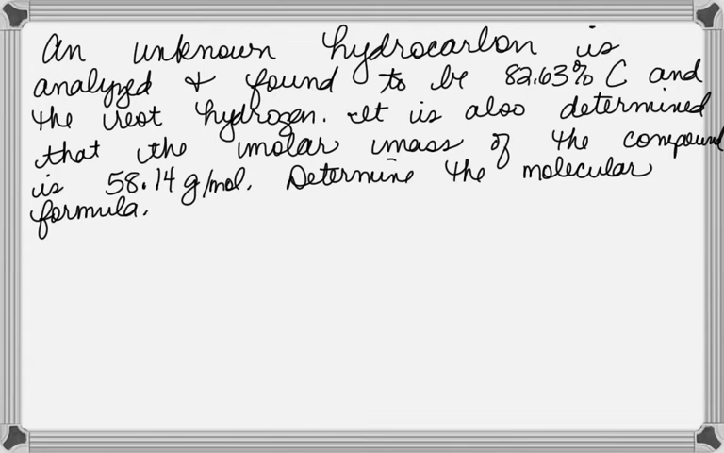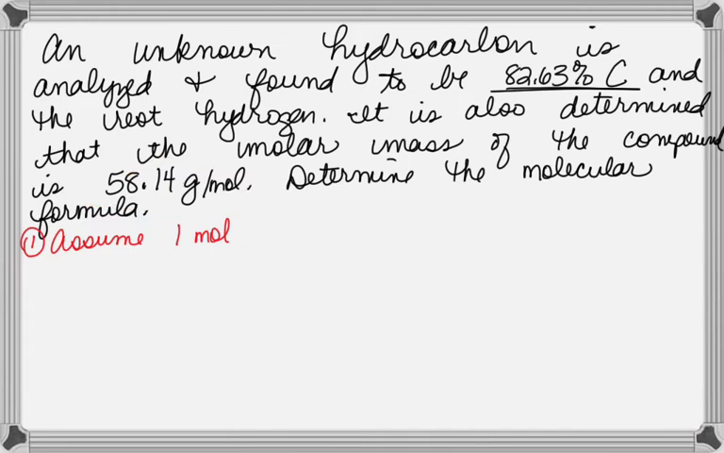Now, first what we want to do, we've got our percent carbon. Let's calculate our percent hydrogen. So 100% minus 82.63 tells us that there's 17.37% hydrogen. So we're still going to do 3 steps. Look at the steps that we used last time. Step 1 was assume 100 grams, okay? Instead of doing that, let's assume we have 1 mole of the compound. So in other words, we don't have 100 grams. If we have 1 mole, we have 58.14 grams.